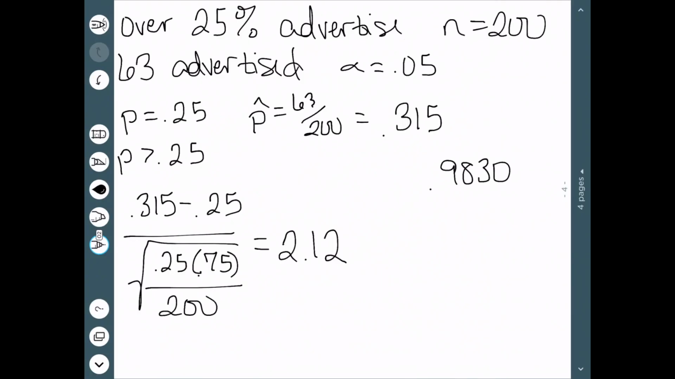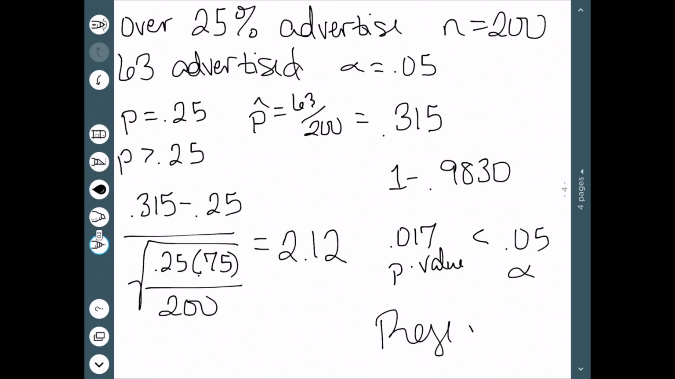Now, this isn't my p-value because this was a right-tailed test. I actually need to do 1 minus 0.9830 to get my actual p-value of 0.017, which is smaller than my alpha value, which means we do reject H0. So H0 was false. My alternative hypothesis is true, so yes, this person was right. Over 25% of these lawyers advertise.